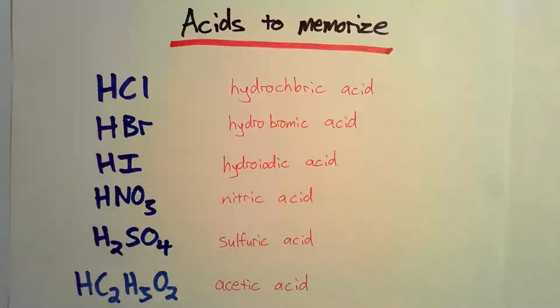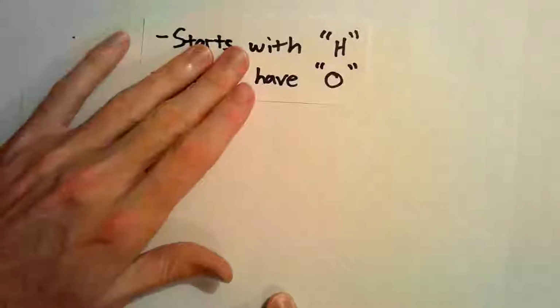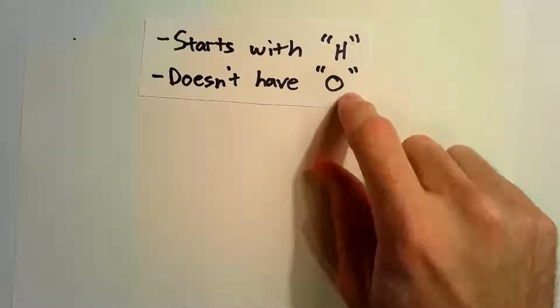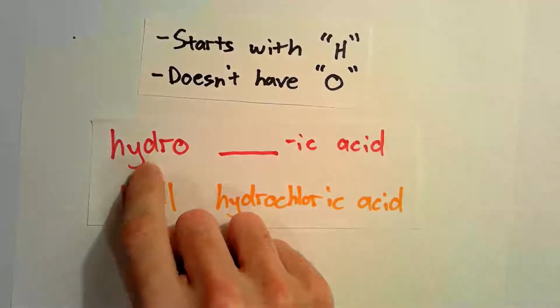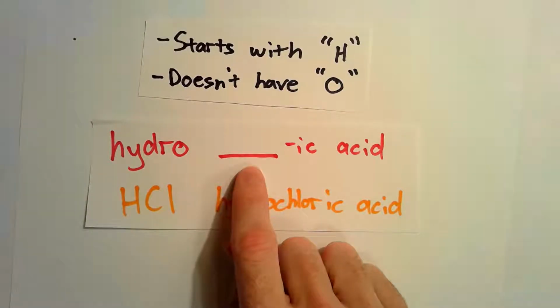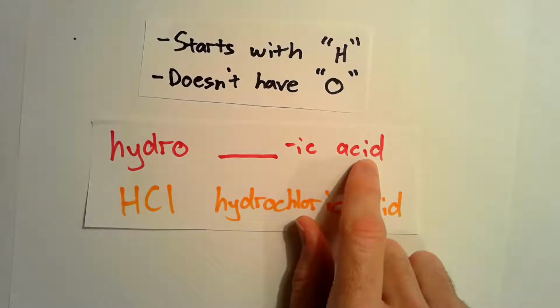The acids do have a system to them, and I'll show you right now. First, if the acid starts with hydrogen but doesn't have an oxygen, we're going to change the beginning to hydro, and then we're going to insert the anion name, and then attach an ic to the end, and then call it acid.